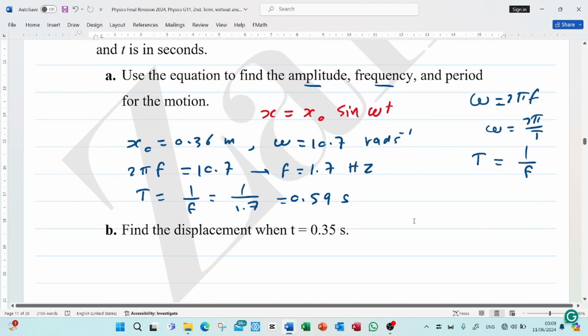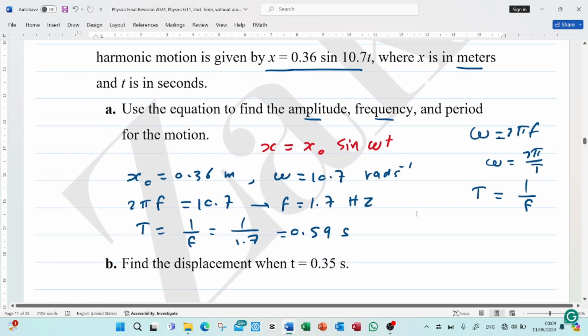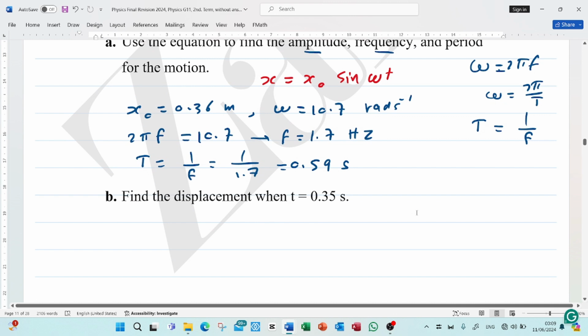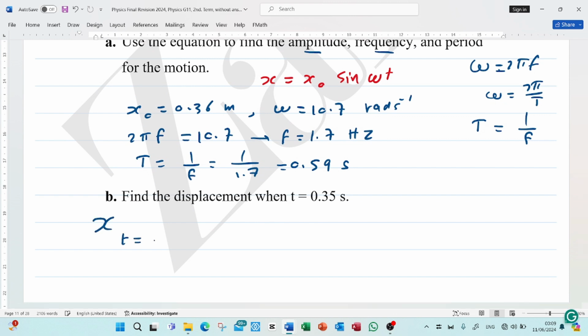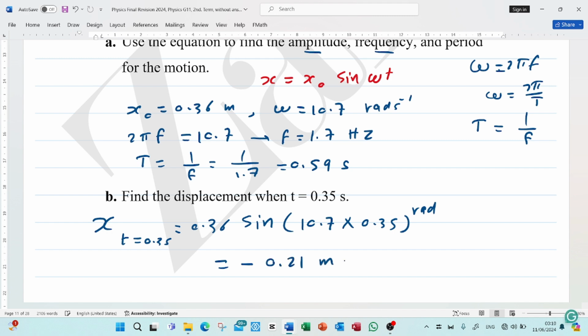Find the displacement when t equals 0.35. This is the equation of displacement. Just replace t by this number, but remember the angle must be in radian. Then the displacement x at t equals 0.35: just do the substitution. 0.36, this is the amplitude, sine, open bracket, 10.7 multiplied by t, 0.35, but remember this angle must be in radian. So you have to convert your calculator to radian. The answer is negative 0.21 meter.